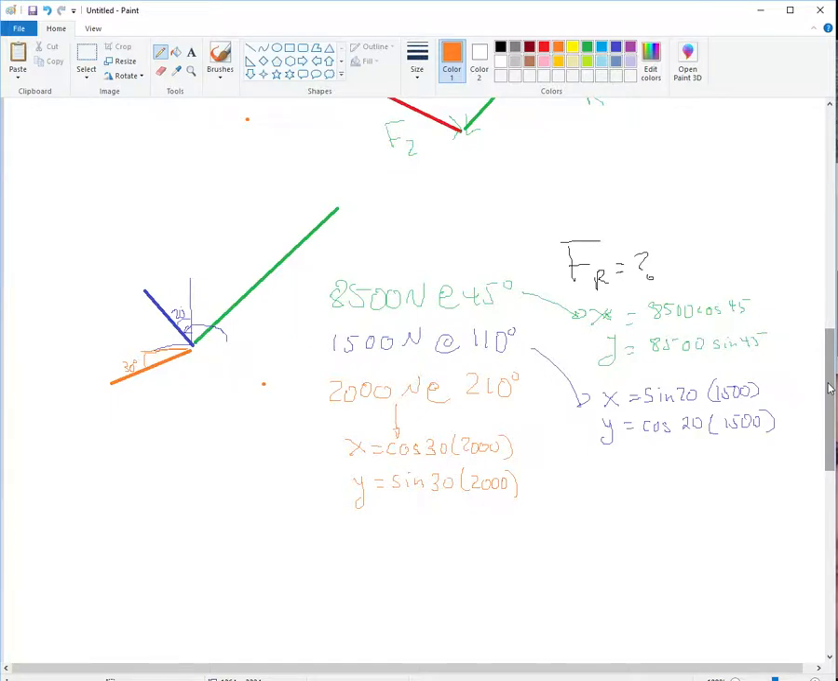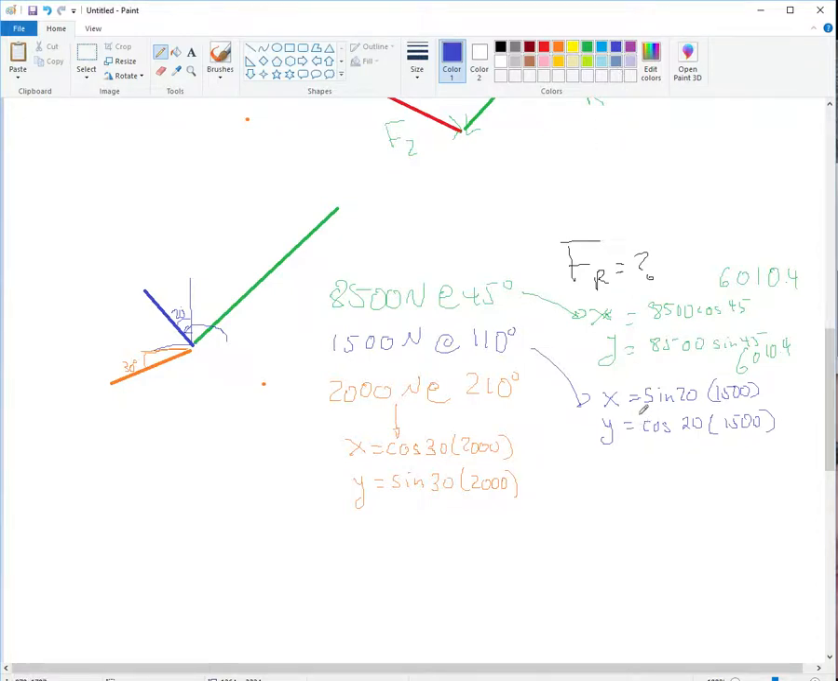Alright, let's start with the green lines. Cos of 45 times 8500 is 6010.4. And then the sine of that, oh, no, I don't want that. I want sine. The sine of that is going to be the same thing, 6010.4. Well, obviously it's the same thing. It's 45 degrees. Duh, Chan. Way to go. All right.